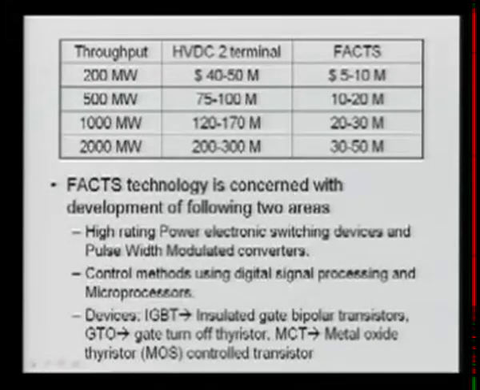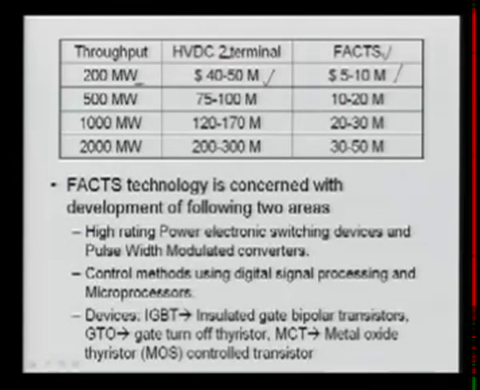Now if you go for the comparison with a two-terminal HVDC, the cost for 200 megawatt throughput, that is the power we are going to transfer, will require $40 to $50 million. However, FACTS is $5 to $10 million. So you can see this is almost 8 to 10 times lesser compared to HVDC. So this device is cheaper and economical as well.